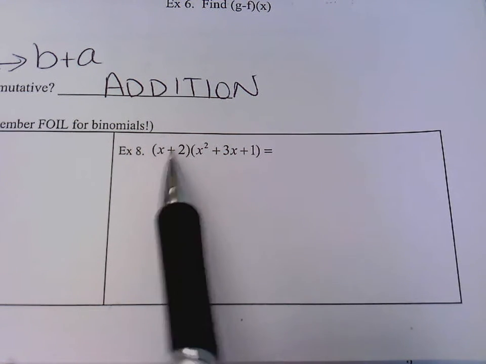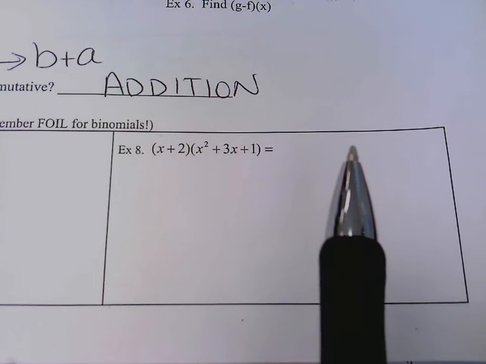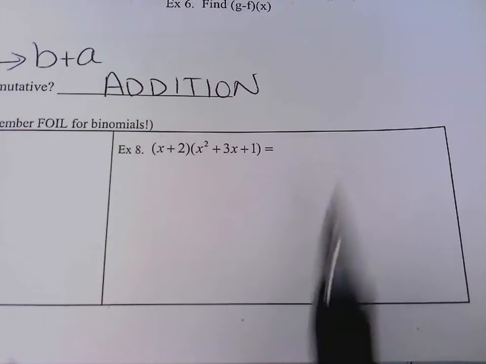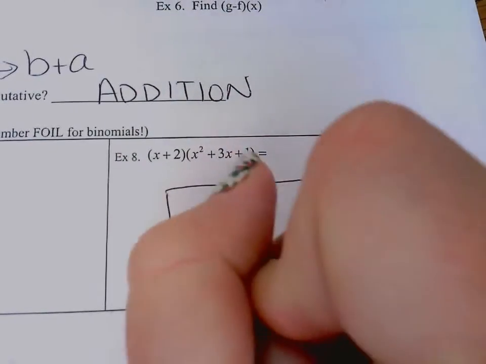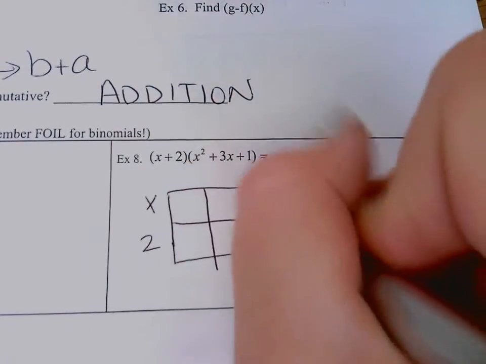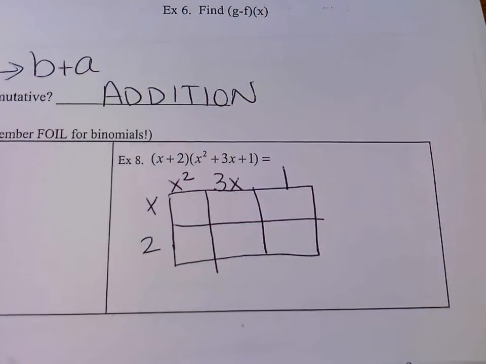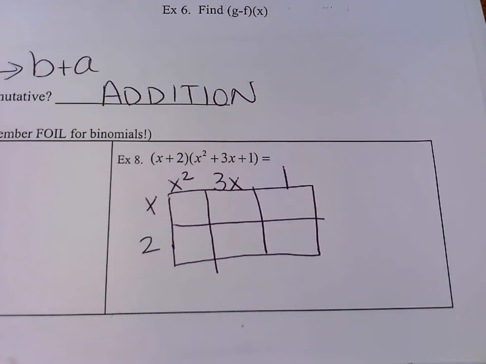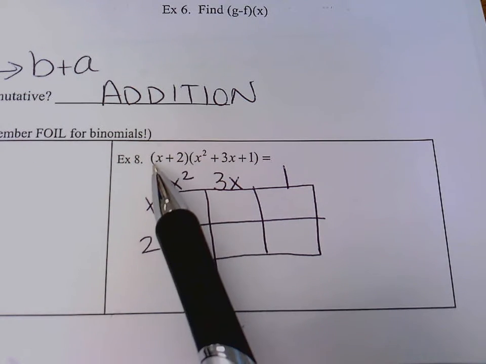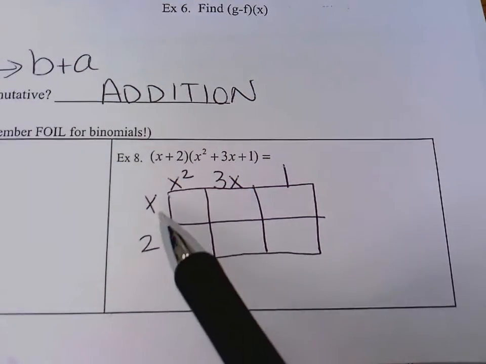It's a binomial times a trinomial. So I'm just going to show you the box method in case you like that for organization. You are going to multiply x plus 2 times x squared plus 3x plus 1. To me, the box method helps you multiply because you have to multiply everything in this one times everything in this one. I personally don't use the box method. I'll show you my method in a second. It's just multiplying and keeping track, but now I just have to multiply.